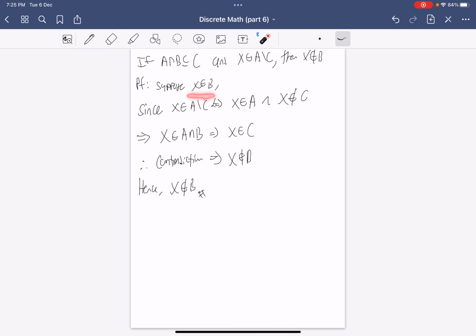So you suppose that x is an element of B first. You want to arrive at a contradiction. But since x is an element of A minus C, it's an element of A and it's not an element of C. With these two in mind, it means that x is an element of A intersect B. But since you know A intersect B is a subset of C, x being an element of A intersect B would imply that x is an element of C by definition. And so this leads to a contradiction. Hence, the assumption earlier that x is an element of B is wrong, and so you get that x is not an element of B. And thus this proves the proposition.